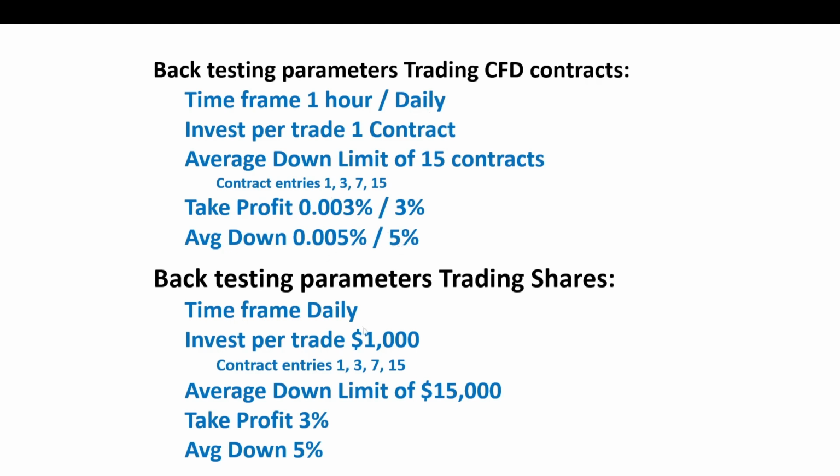Now, trading shares is very similar. Invest per trade, $1,000 per trade. So you invest first $1,000, next lot is $3,000, next is $7,000, and finally you've got the max of $15,000. And again, average down by 5% if you're trading on the daily time frame, and take profit of 3%.